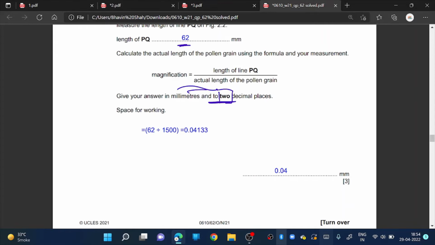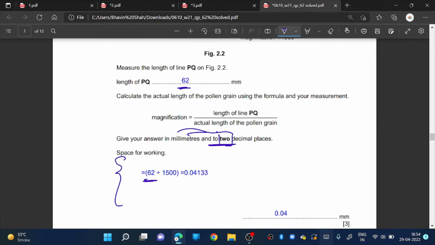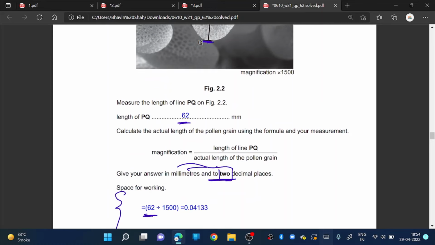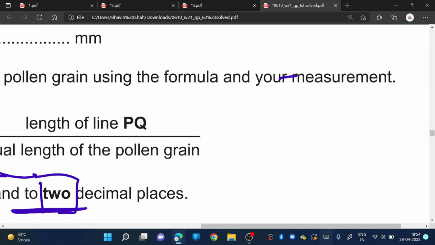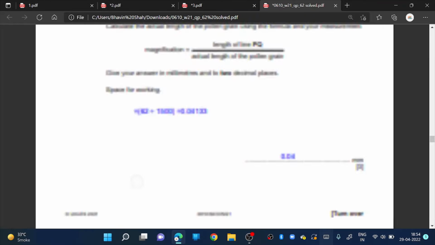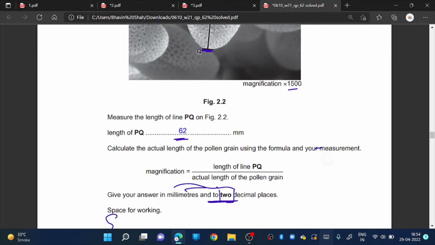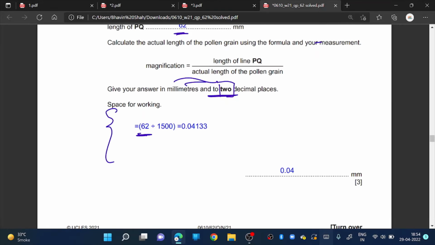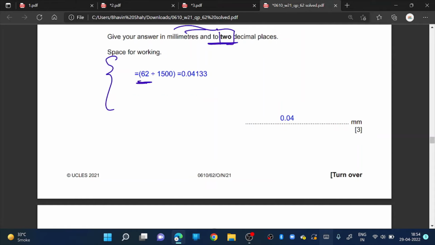So whenever there is a space provided for the working, you have to do the working in that. Even if you use your mental maths or whatever, you still need to provide the working over here. So 62 was the length I got. Sorry, the magnification is 1500, which is already mentioned over here, that it is already magnified 1500 times. So 62 divided by 1500, your answer would be 0.041333 and so on. But you are supposed to write it in 2 decimal places. So your answer is 0.04.